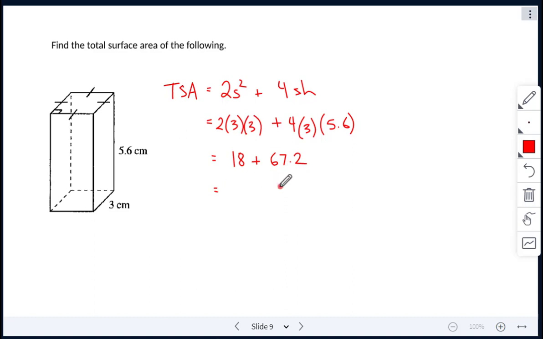And last step, we just add that together. We get 85.2, and it's centimeters squared. All right, so that is its total surface area. If we were going to look just at its lateral surface area, we would ignore that top and bottom. It would be just 67.2 centimeters squared for lateral surface area.